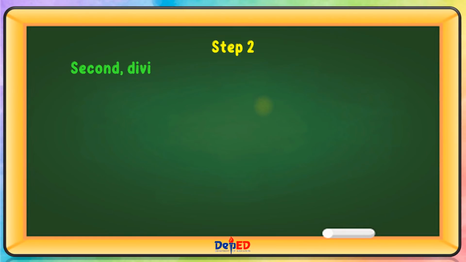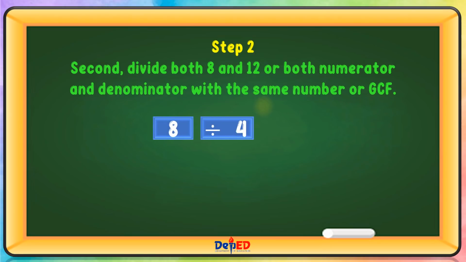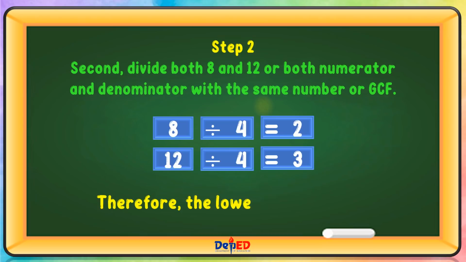Step 2. Divide both 8 and 12, or both numerator and denominator, by the same number or GCF. 8 divided by 4 equals 2. 12 divided by 4 equals 3. Therefore, the lowest form of 8/12 is 2/3.